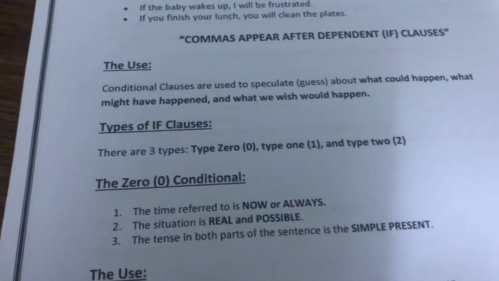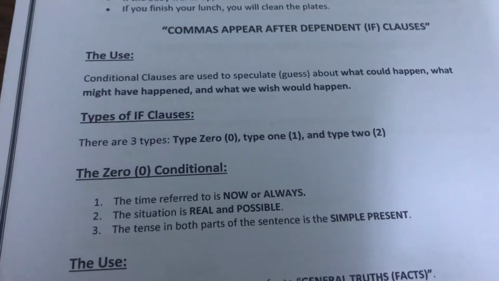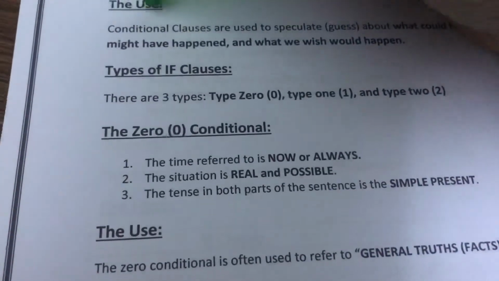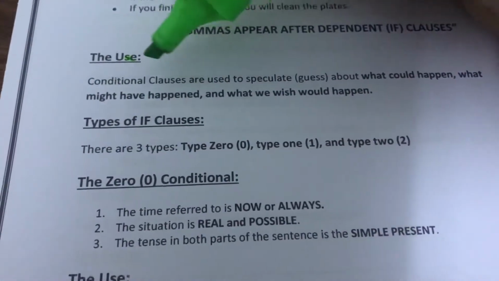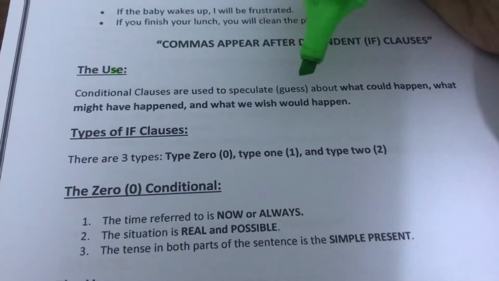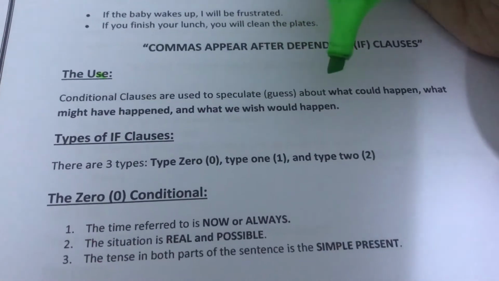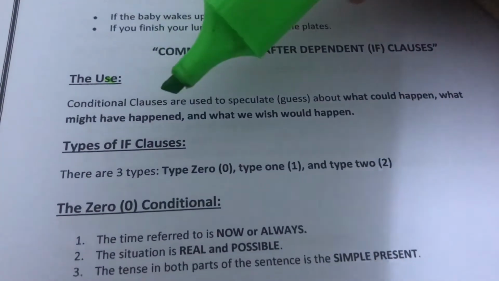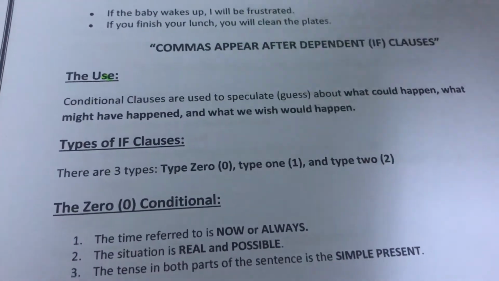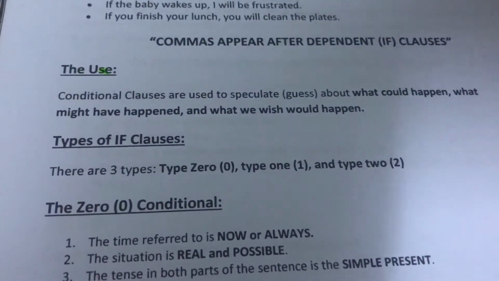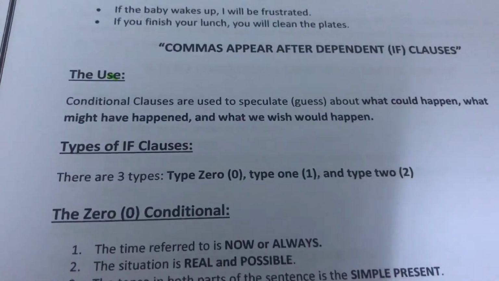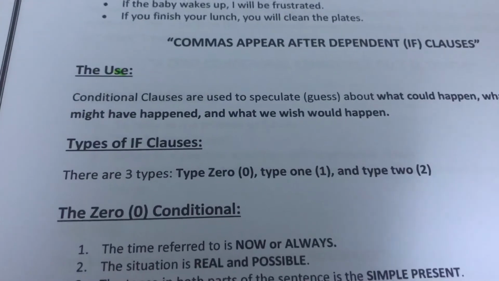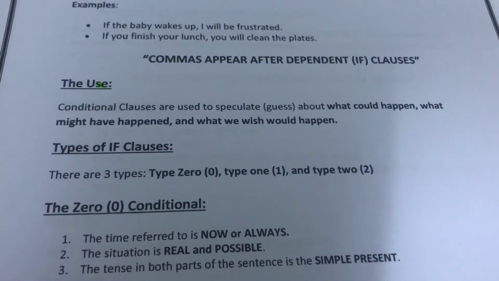Now we're done with our definition, and we have to know why we use these conditional clauses. Conditional clauses are used to speculate, to guess, about what could happen, what might have happened, and what we wish would happen. So it is all about imagination, about imaginary things. I am speculating about what will happen if certain conditions are met.